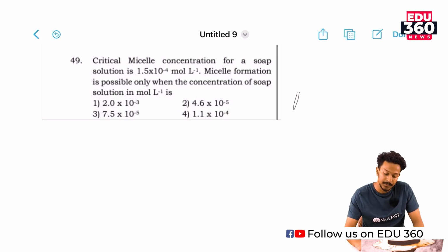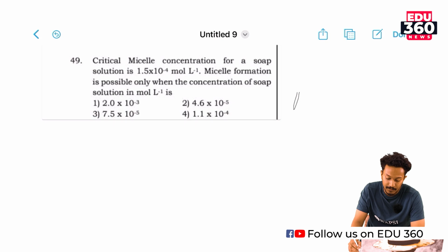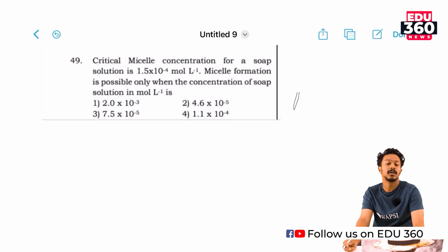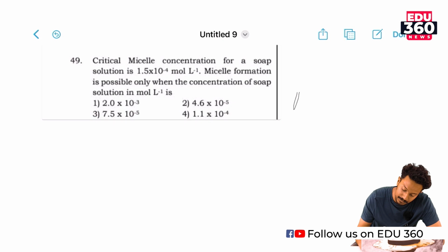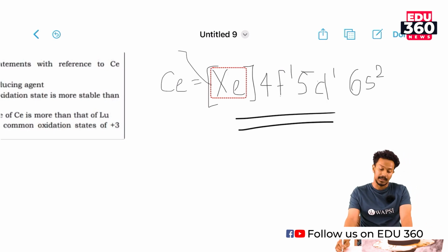Moving on to our next question. Incorrect statement with respect to cerium. The electronic configuration of cerium is given by xenon 4f1, 5d1, 6s2. This is the electronic configuration of cerium.